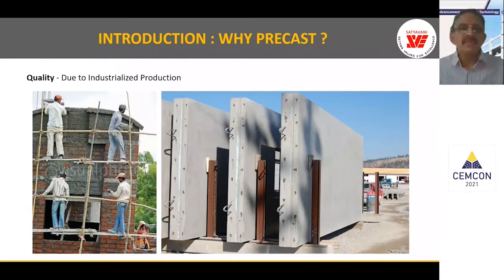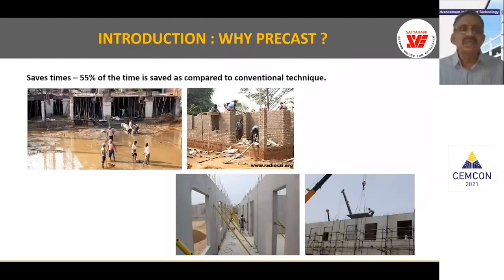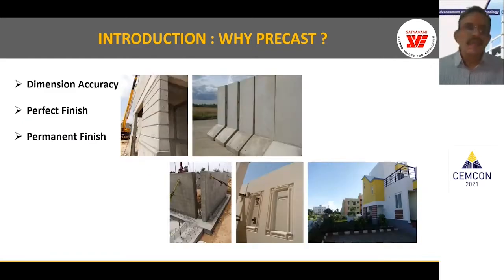And we can see the advantages of quality, the conventional versus precast, what I'm showing here. And also saving time with a reduced number of activities. Like no plastering, no scaffolding required. Once we erect, we can straight away go for fixing of the joinery, doing the flooring and painting directly. And the dimensional accuracy and the perfect finish, which will give the aesthetic look and better appearance of the facades.